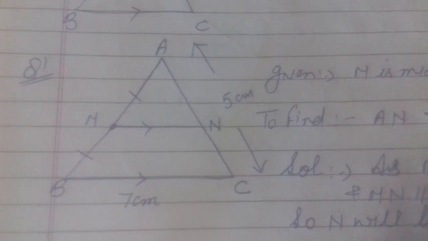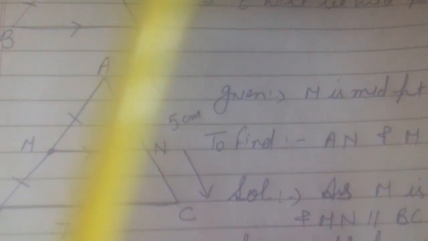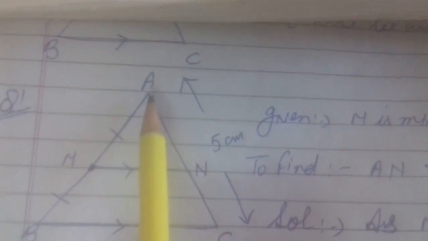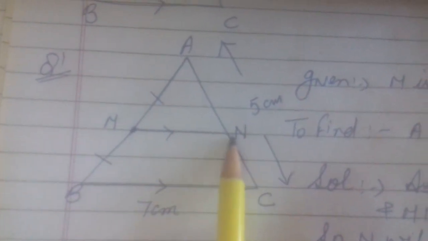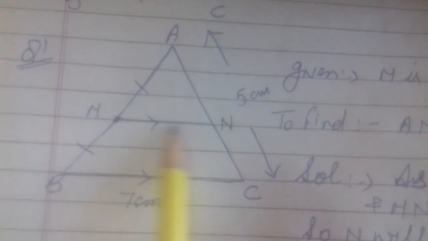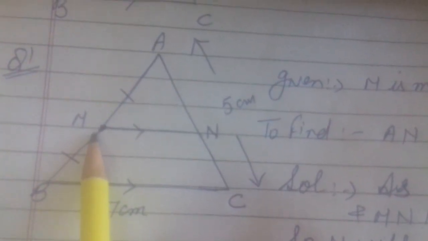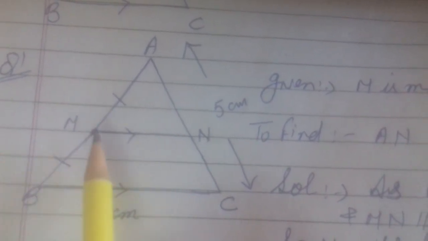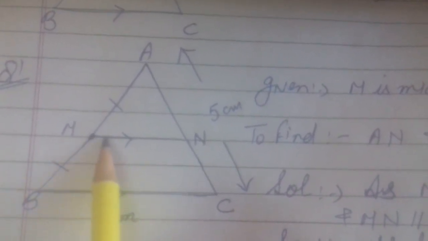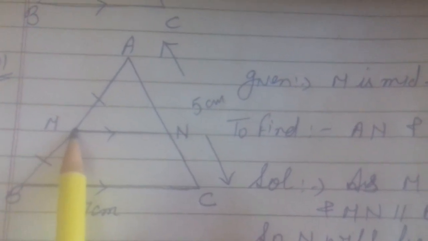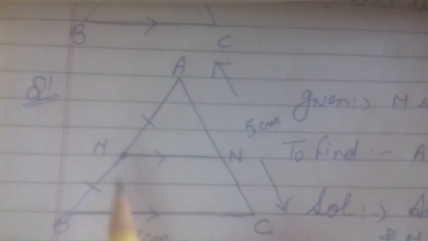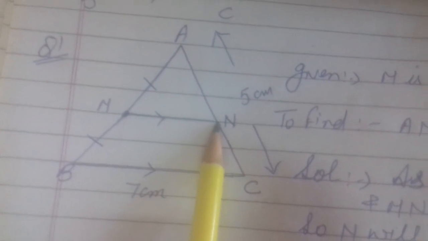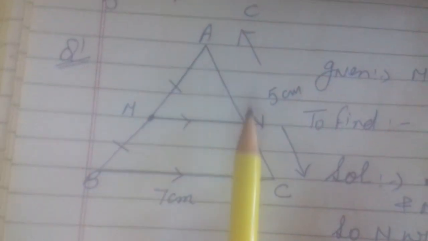Now children, the first question of your exercise 12.A. In triangle ABC, you can see I have drawn a triangle ABC. M is the midpoint of AB. Clear? It is given M is the midpoint of AB, and a straight line through M, parallel to BC. Now parallel is given and one midpoint is given, it cuts AC at point N. Clear? Find the length of AN.